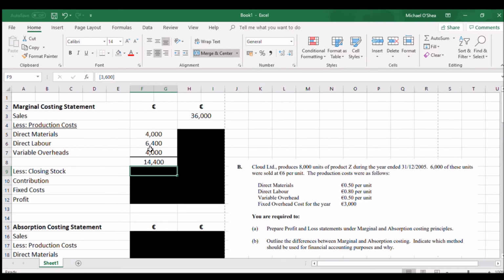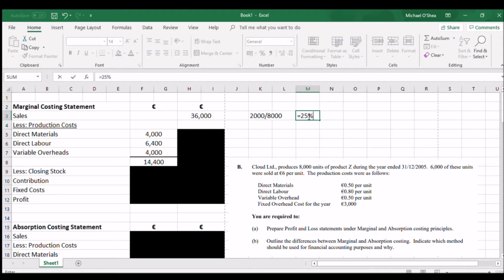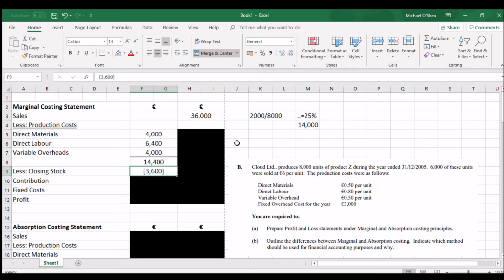Instead, we're going to charge the full variable and then take away whatever we think was used for our closing stock. Closing stock is 2,000. It's 2,000 divided by the 8,000 we produce, which means 25% of all of my costs are going towards closing stock. So if I divide 2,000 by 8,000, it gives me 25%. That 25% is the amount that my closing stock is. If I then multiply my 14,400 by 25%, it gives me 3,600. These are the costs that belong to our stock that we're going to use next year.